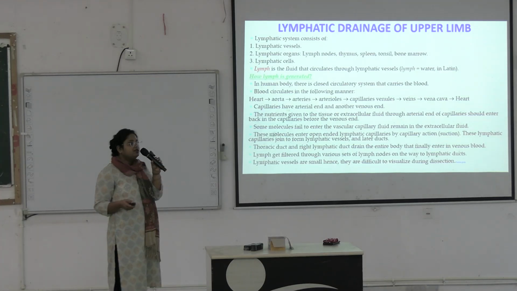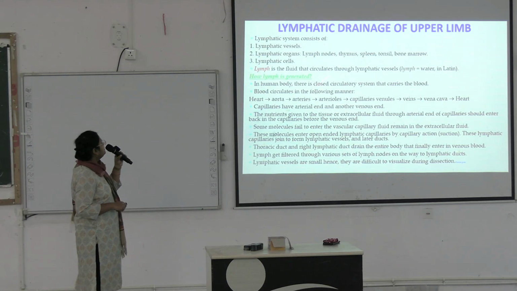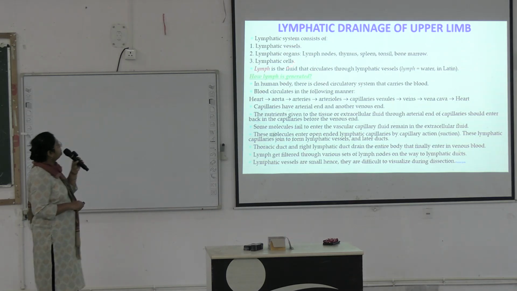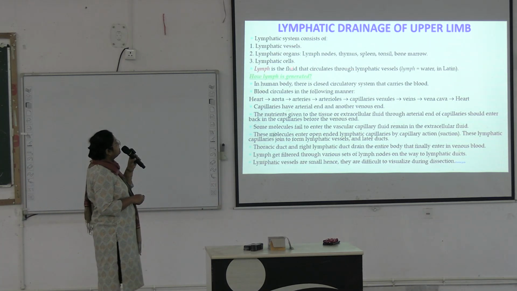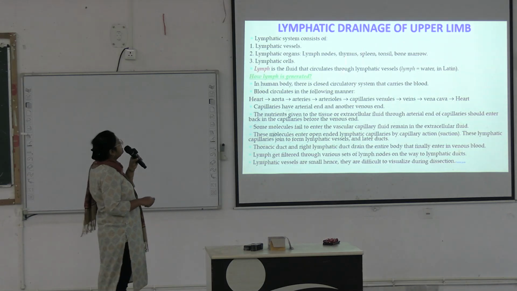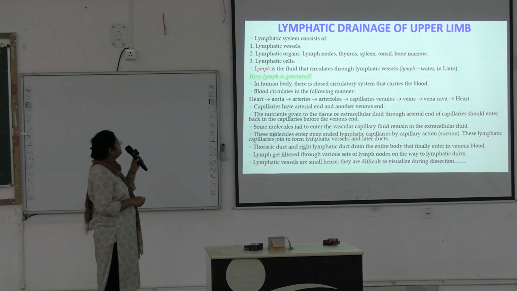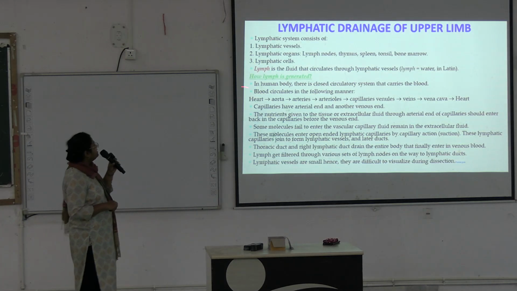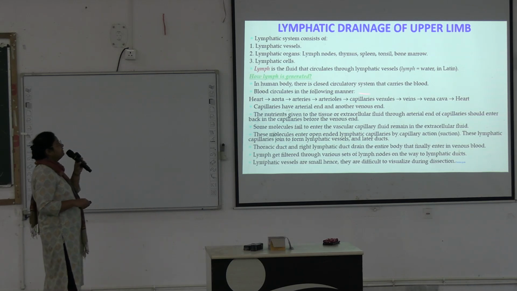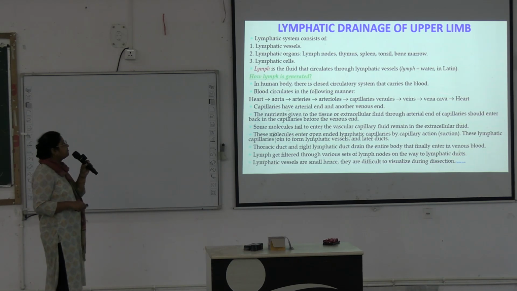Next, we are going to lymphatic drainage of the upper limb. The lymphatic system consists of the lymphatic vessels and lymphatic organs. These are the different lymphatic organs: lymph nodes, thymus, spleen, tonsil and the bone marrow. And there are lymphatic cells. What is lymph? Lymph is the fluid that circulates through the lymphatic vessels, and lymph means water in Latin.